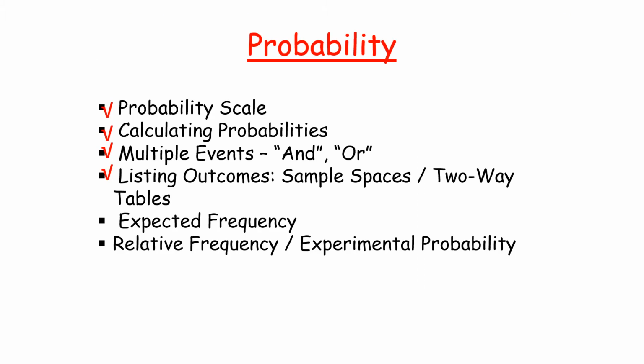So just looking at the list of things that we said we needed to cover in probability, we've covered our probability scale, calculating probabilities and multiple events. We did that in our first video. In yesterday's video, we looked at listing outcomes that included the fundamental principle of counting. And today we're going to look at expected frequency and the relative frequency, experimental probability.